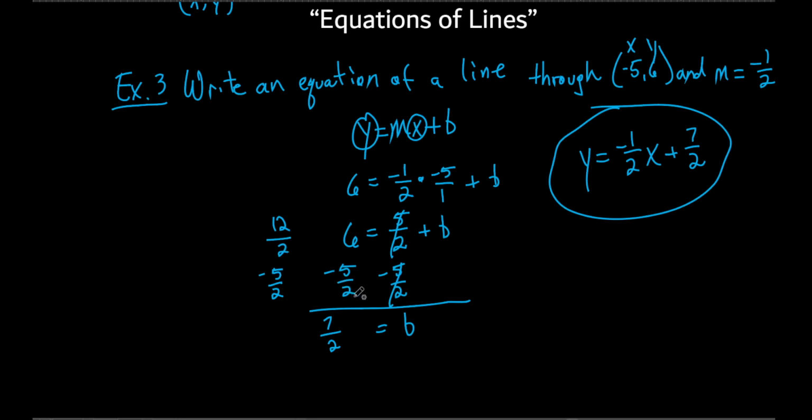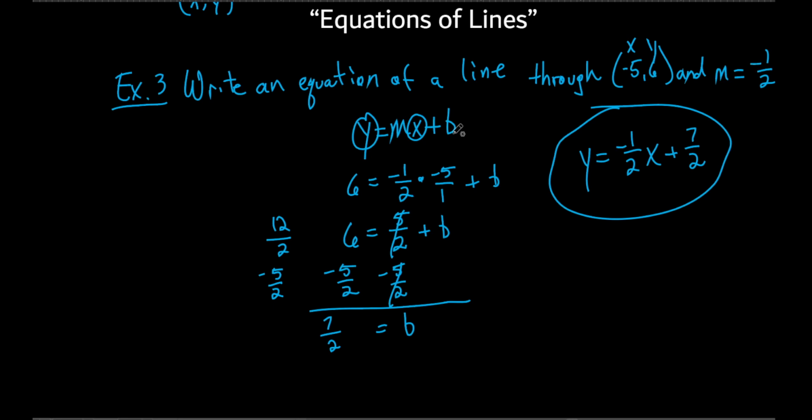Wait, so is x-intercept where it crosses the x-axis? The x-intercept is where it crosses the x-axis. Okay, but that's not what this is. So this doesn't really have the x-intercept in it. The only thing this has in it is the y-intercept, okay? And the slope.